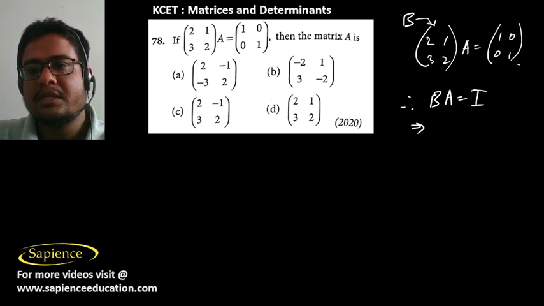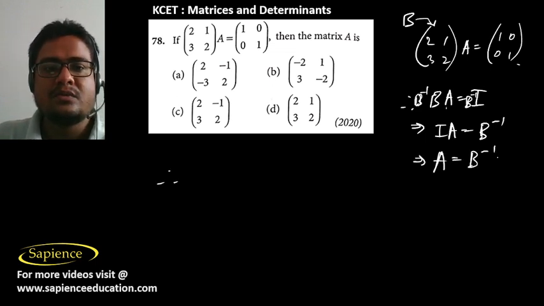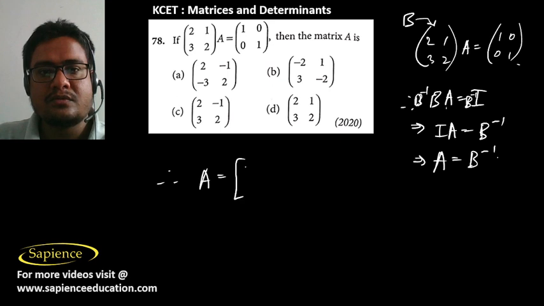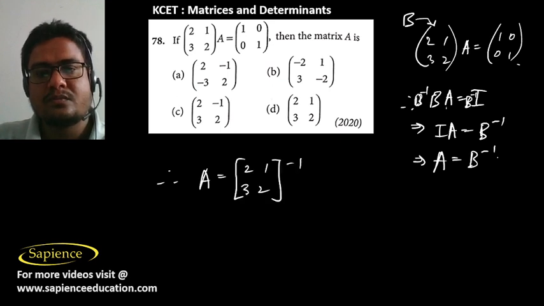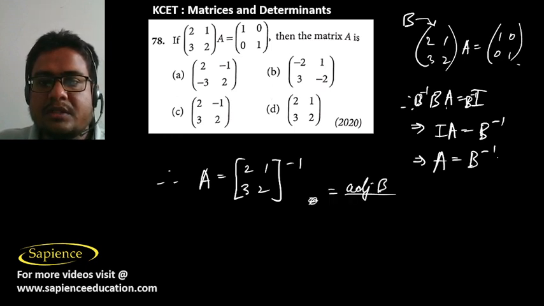So if we pre-multiply both sides with B inverse, we have B inverse into I, and B inverse into B is I, so I into A is equal to B inverse. So I into A is A, so A is equal to B inverse actually. Therefore, we need to find the matrix A, which is nothing but the inverse of [2, 1; 3, 2]. So first we have to find the adjoint of B divided by the determinant of B.